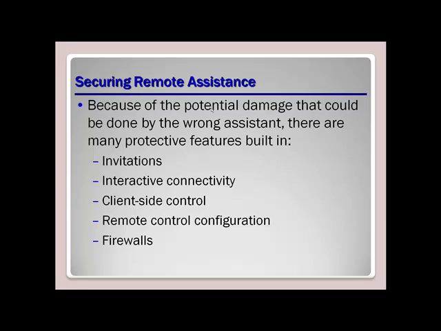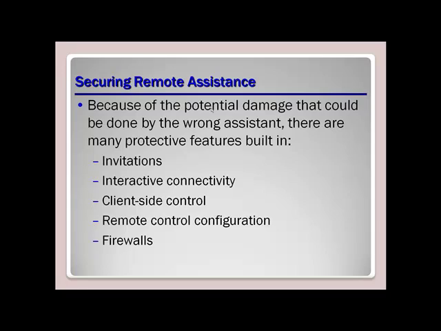Then there's the client-side control. The client will always have ultimate control over remote assistance connections. Therefore, the client can terminate the connection at any time, just simply by pressing the escape key or clicking the stop command. Remote control configuration allows us to go through the system property sheet or through the remote assistance group, and users and administrators can specify whether the experts are permitted to take control of the client computers. An expert who has read-only access cannot modify the computer's configuration whatsoever.